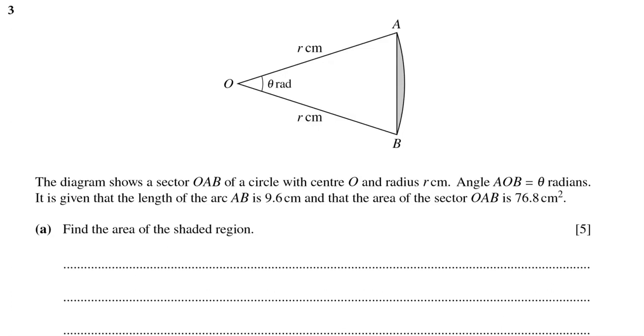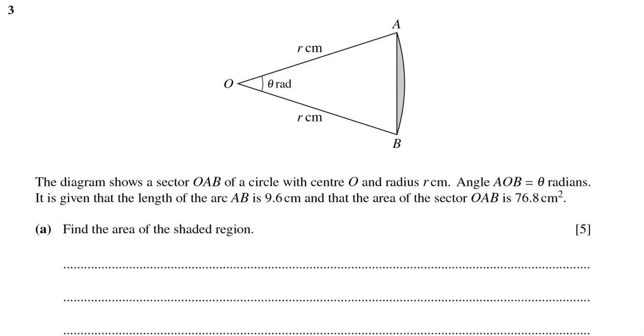Right, for question 3, we can see a sector on the diagram, and there's r for the radius and theta for the angle, and there's a little shaded part between the triangle and the curved part of the sector. The diagram shows a sector, center O, radius r, angle OAB is theta. They just told us that.